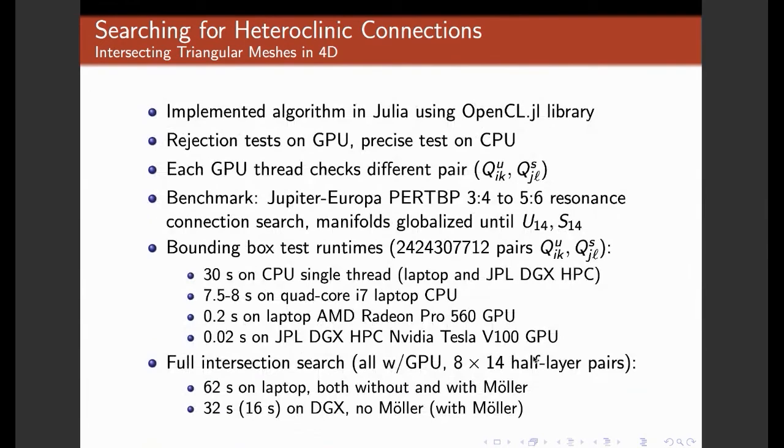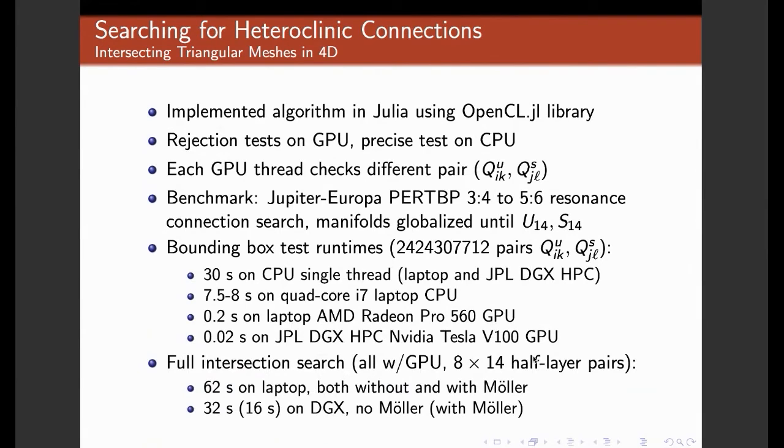Now, we implemented this algorithm in Julia using OpenCL. The rejection tests were on the GPU, the precise tests on the CPU, and we assigned each GPU thread a different pair of quadrilaterals to check and tested this all in the Jupiter-Europa planar elliptic restricted three-body problem. This is a relaxation of the circular problem where you assume M1 and M2 can go in an ellipse around each other. And basically, we found several orders of magnitude improvement in bounding box runtimes, doing that on the GPU instead of the CPU.